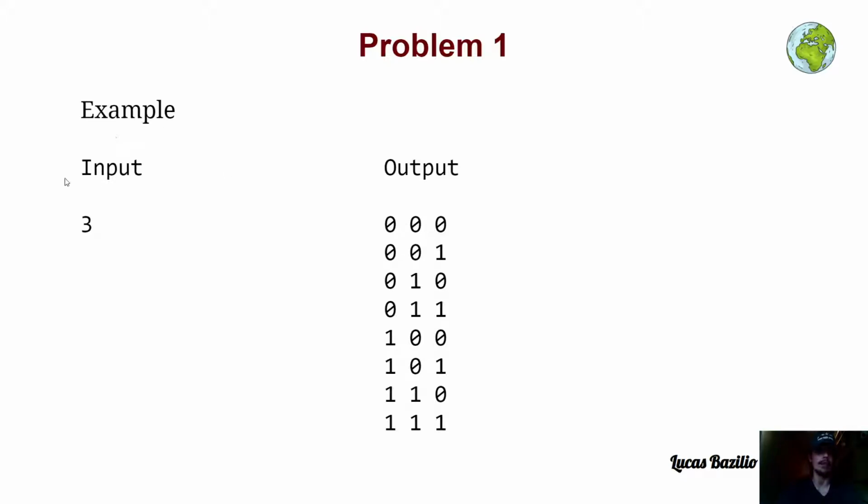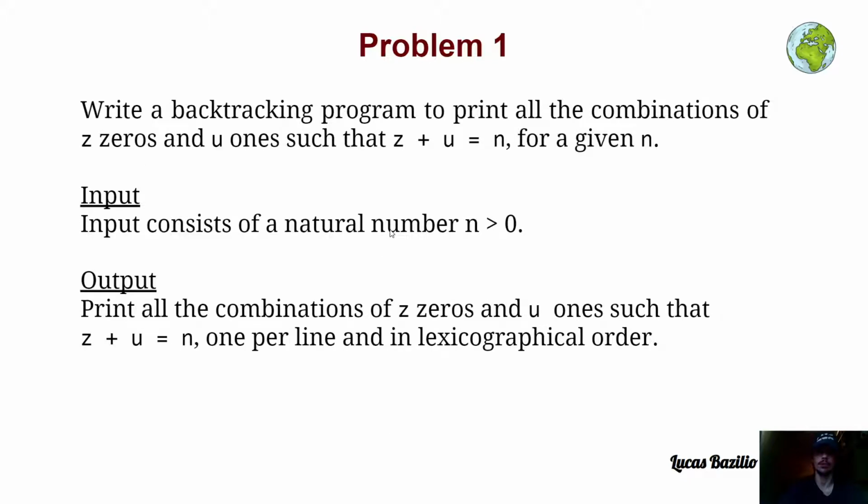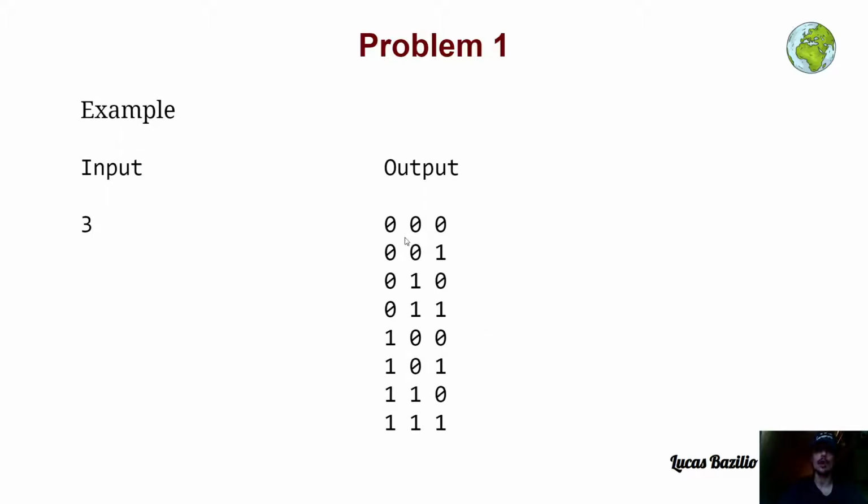So here we have an example, the input is 3, so we have to print all the combinations, right, of zeros and ones, one combination per line, and in lexicographical order. As we can see, on the output we start with 0 because we are following the lexicographical order. 0 comes before 1. So here, how many zeros do we have? We have 3 zeros, so the value for z is 3. How many ones do we have? We have 0 ones, so the value of u is 0.